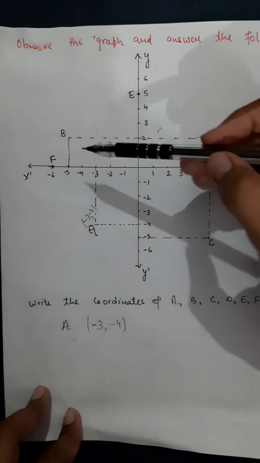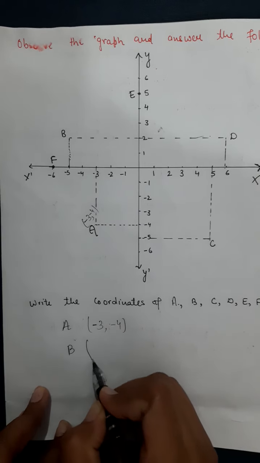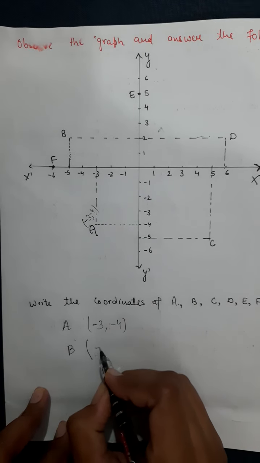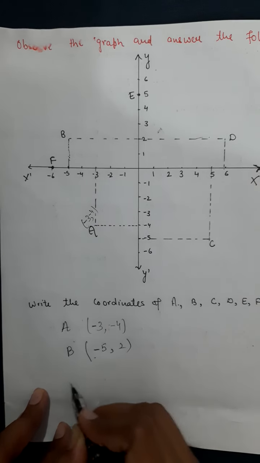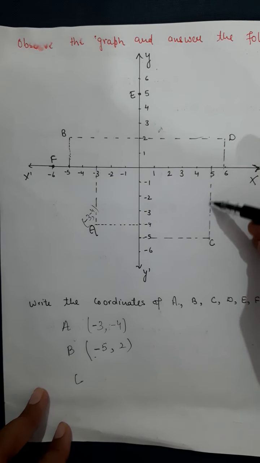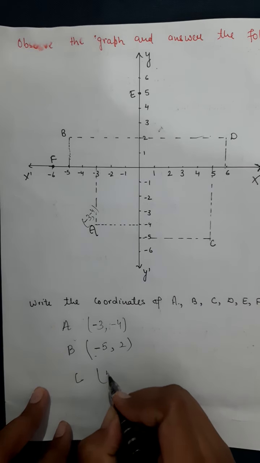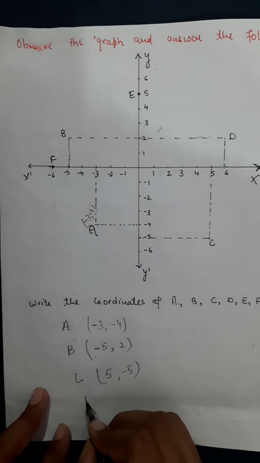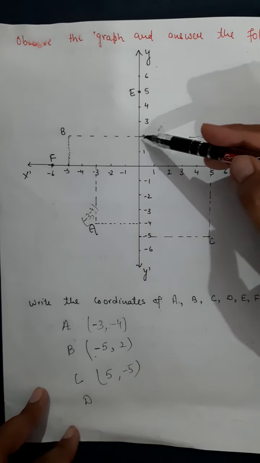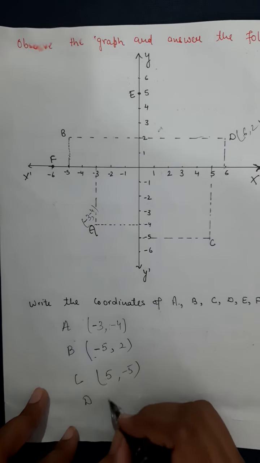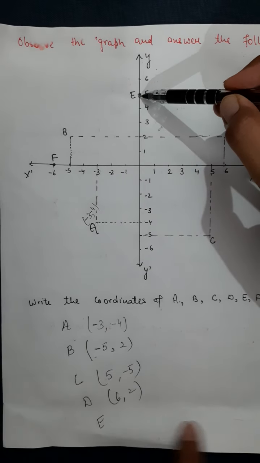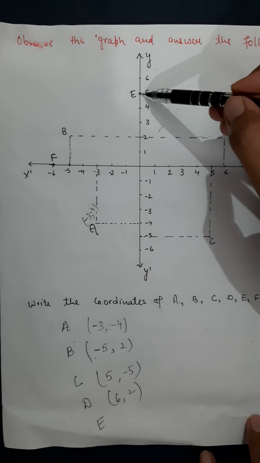Clear? Coordinates of B: the x value is minus 5, y's value is 2. Minus 5 and 2. C's coordinates: C is here, the x value is 5, y's value is minus 5. Clear? Here we have 6 and this side 2, so 6, 2. And E's coordinates, where is E? Tell me the coordinates of E.